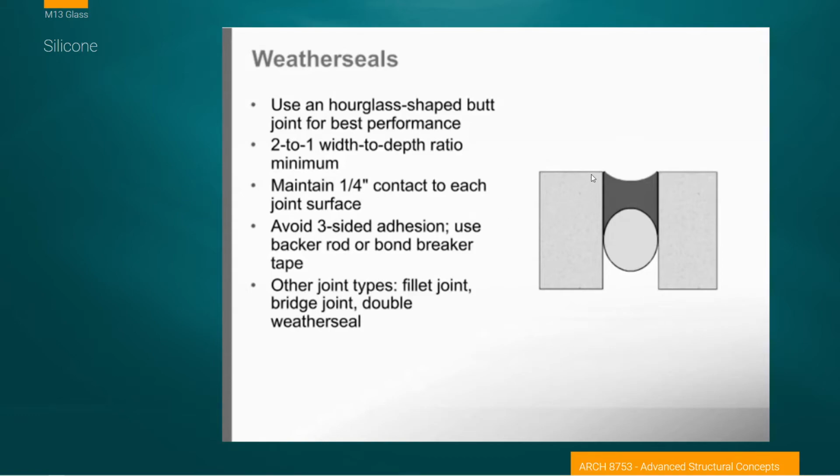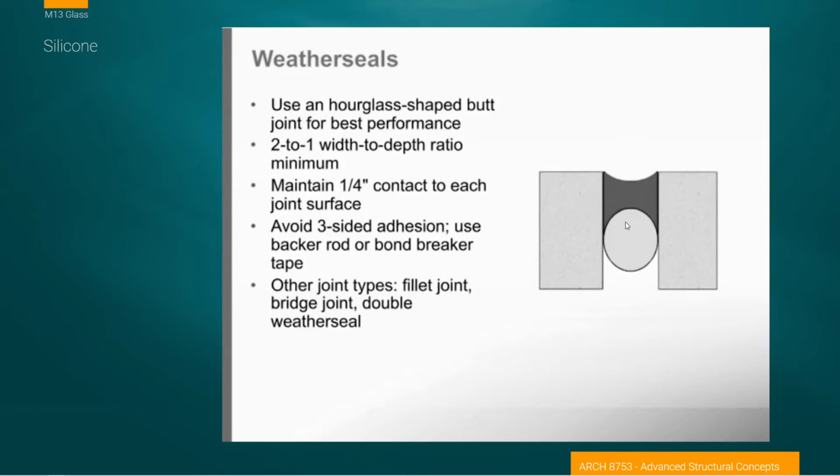1/4-inch contact surface areas, important. This 2-to-1 depth ratio, important. Avoiding 3-sided adhesion systems and using backer rods or bond breakers. So in this case we have what could be 2 pieces of stone or 2 pieces of glass.